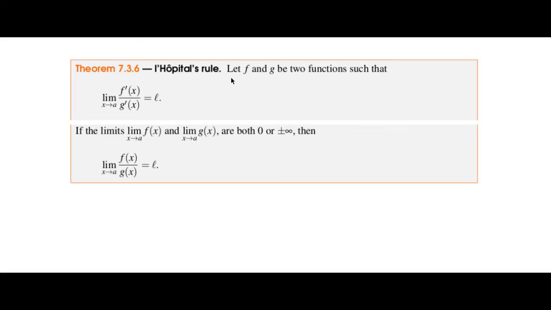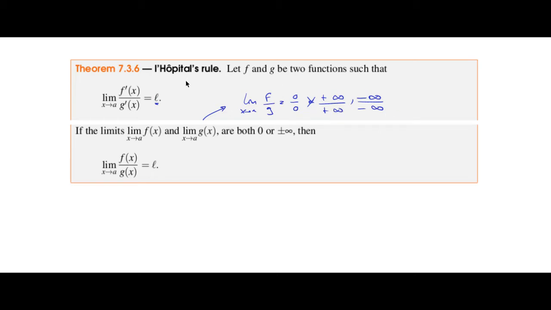Okay? So it says, suppose we have f and g, two functions, such that the limit when x goes to a of the quotient between the derivatives of the two functions is some value L, right? Well, if the limits of f and g are both 0 or plus or minus infinity at a, then that means that we have an indetermination, right? Because we have the limit when x goes to a of f divided by g is either 0 by 0, or plus infinity, or minus infinity, right? It's one of these possibilities. And this is an indetermination. We don't know how to solve it.